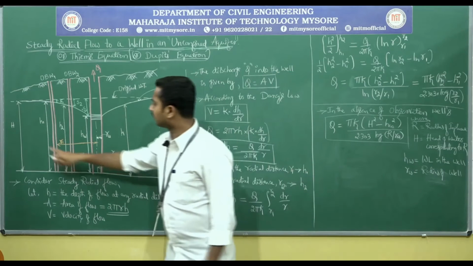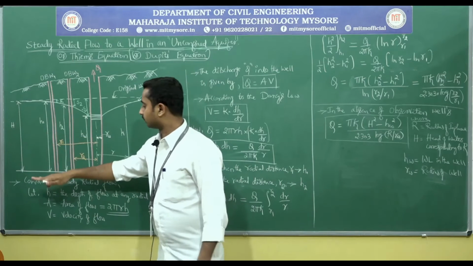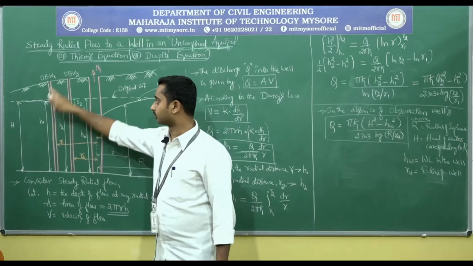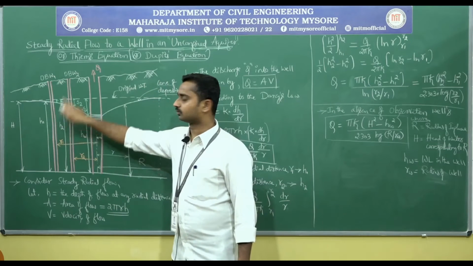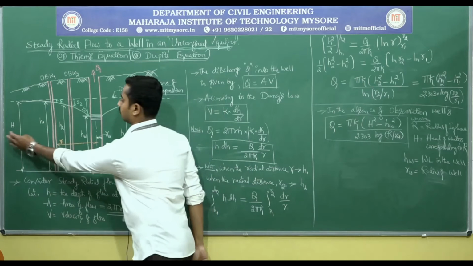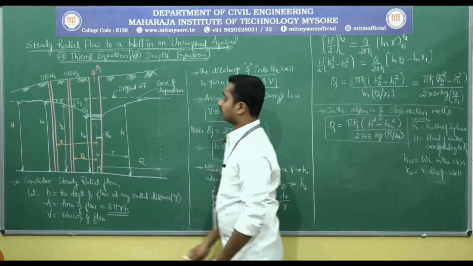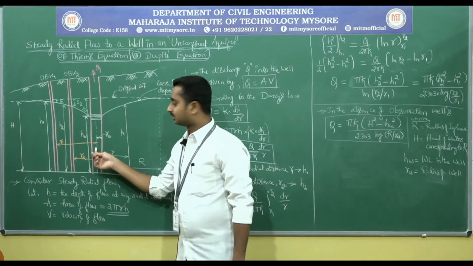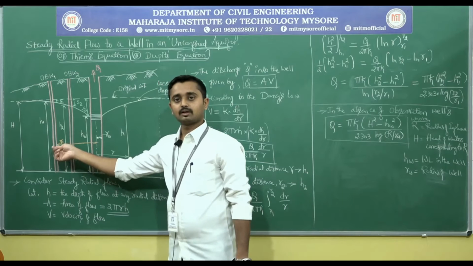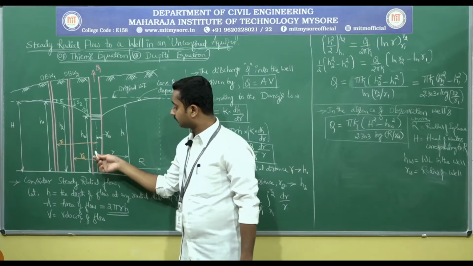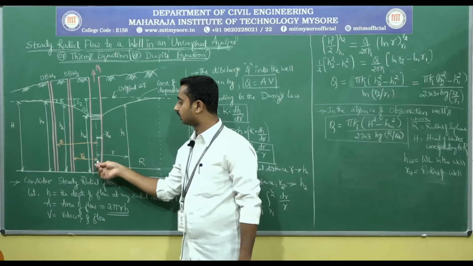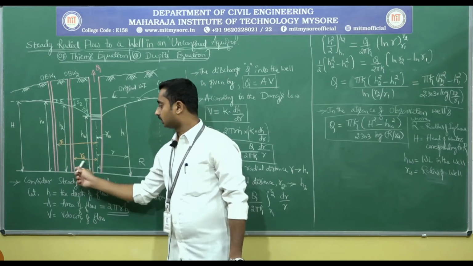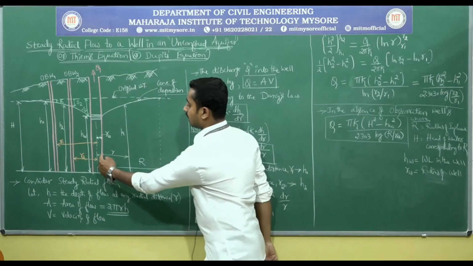This is the height from the impermeable stratum to the water level, H1 for observation well 1, and similarly H2 for observation well 2. This is the whole head of water, H. From the center of the pumping well, the radial distance R1 to observation well 1, and similarly radius R2 to observation well 2. R1 and R2.